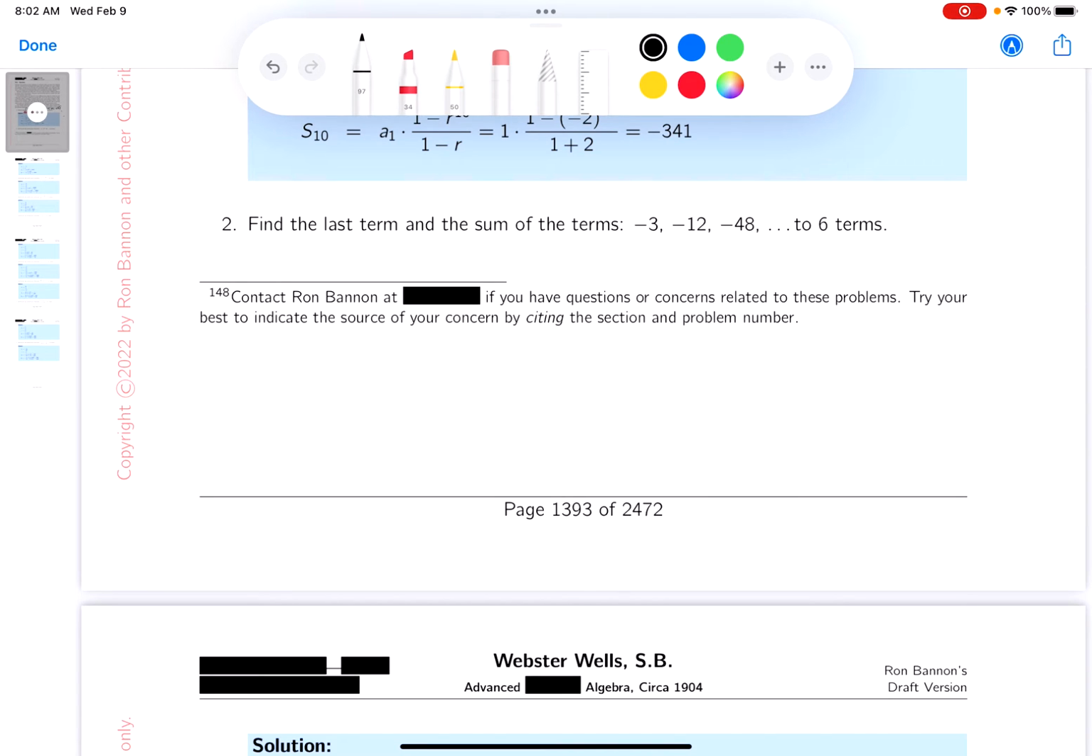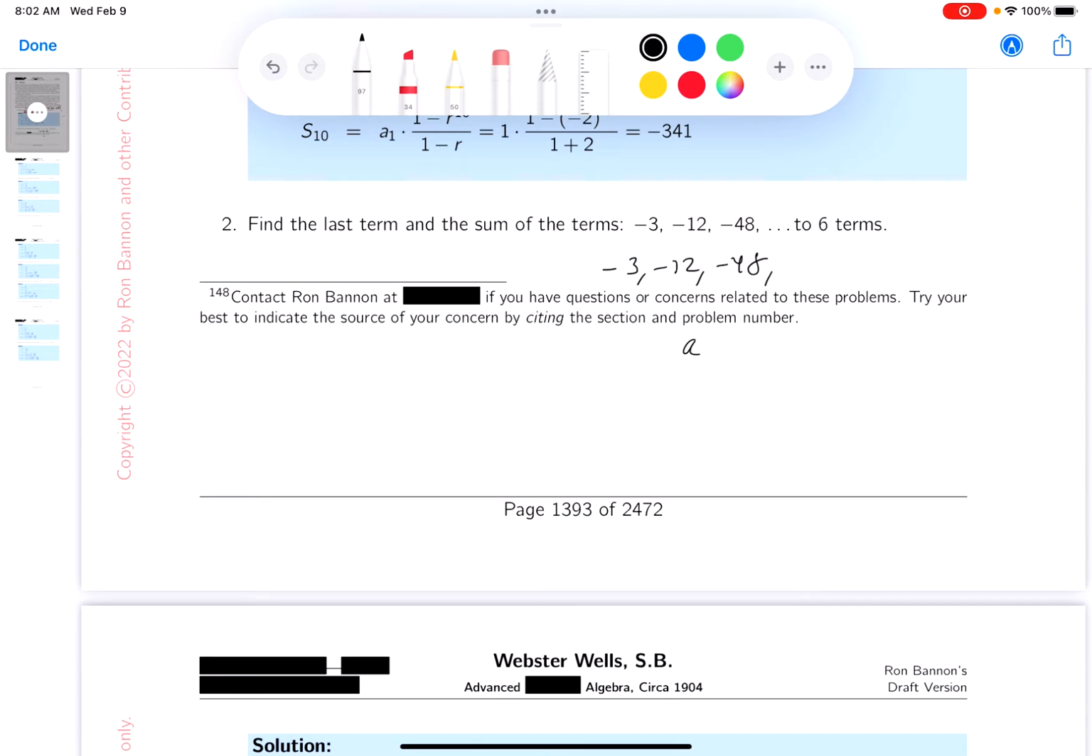Okay, we're given a sequence of numbers. Let me just write them down for you: minus 3, minus 12, minus 48. It looks geometric, but let me go through that with you. If it's geometric, there will be a common ratio.